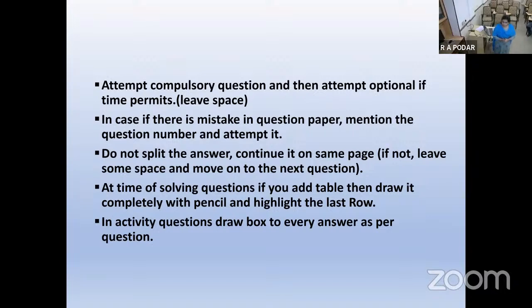At the time of solving questions, if you add a table, then draw it completely with pencil and highlight your last row. In the first logic chapter, when you solve a question, you will perfectly draw that table, so the examiner will understand and directly give your marks properly. In activity questions, draw a box for every answer as per the question. Draw that box perfectly and go on to the next step.